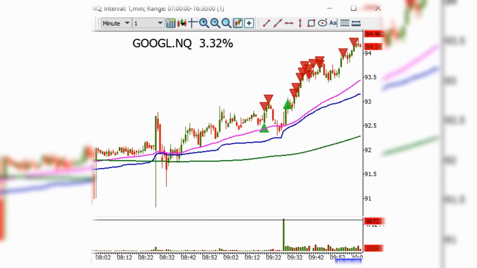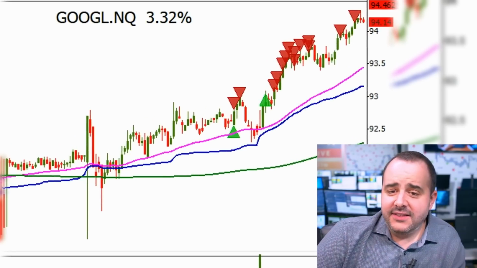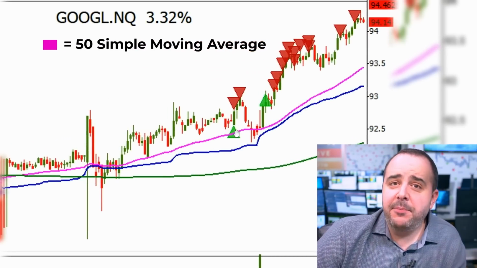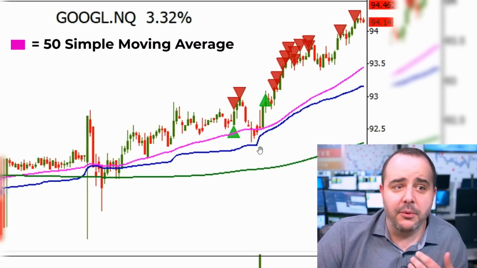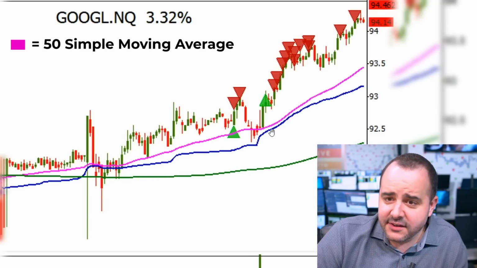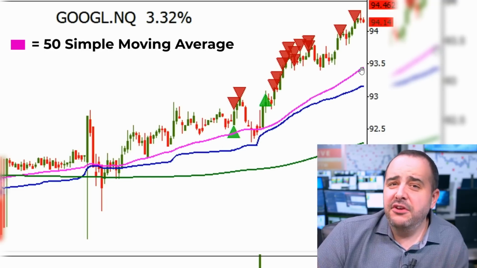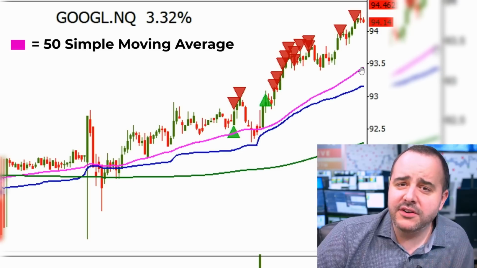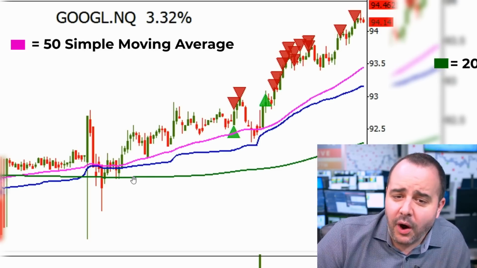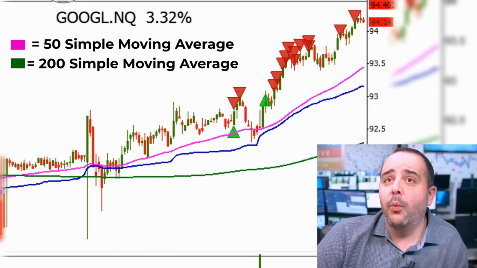What I have here is Google. Now I chart on here, this pink line is the 50-period SMA. So what we're looking for here is a nice little rebound off the SMA and using this as support. I want you to understand a few things here. This is a 200-period moving average. This is a 1-minute chart.